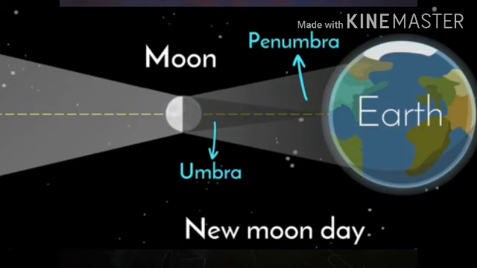In the portion where the shadow is dark, that region experiences total solar eclipse where the sun is completely invisible, and the area which receives lighter shadow experiences partial solar eclipse where the sun is partly invisible.